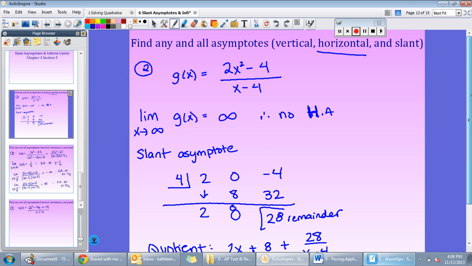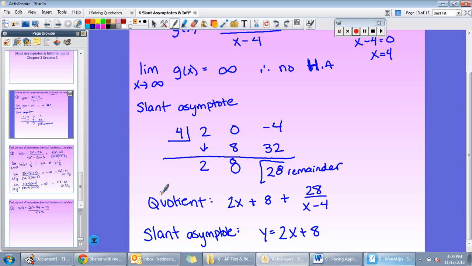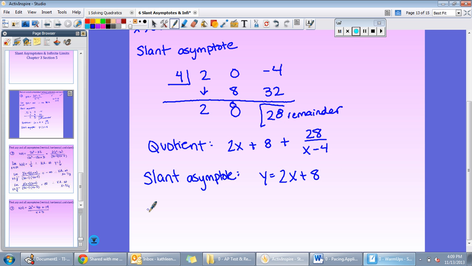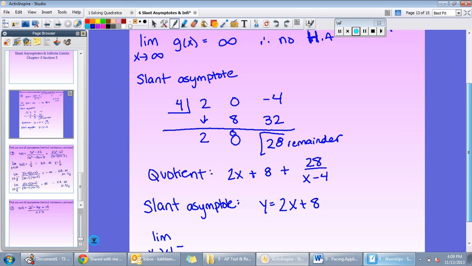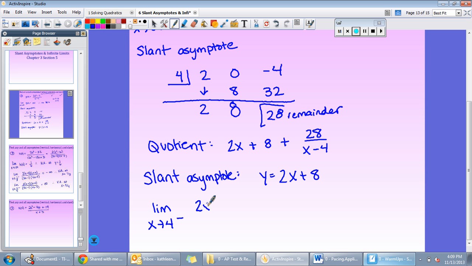Okay, so we figured out horizontal, we figured out slant, now we're going to do vertical. We know that the vertical asymptotes happen when our denominator is 0, so we're looking at when x equals 4. But you can't just say there's a vertical asymptote, you need to use calculus to prove it. So we're going to take a limit as x approaches 4 from the left, to right side, it doesn't matter, of our original function, which was 2x squared minus 4 over x minus 4.